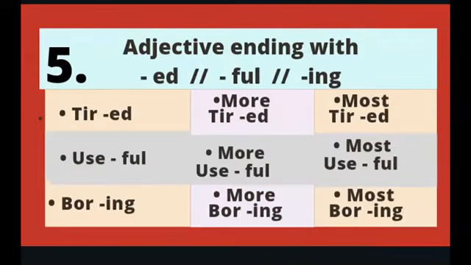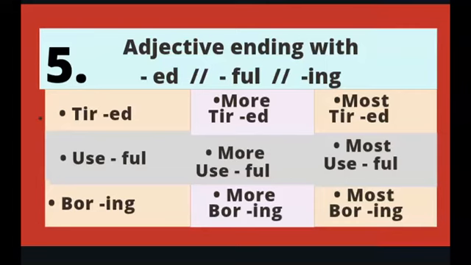Now the rule number 5. Adjectives ending with ed, ful and ing. In all of these cases, you will get the comparative degree by adding the word more in front of the word. For example, tired ends with ed. So to get the comparative form, you need to add the word more. So more tired. And to get the superlative, you need to add the word most in front of the word.